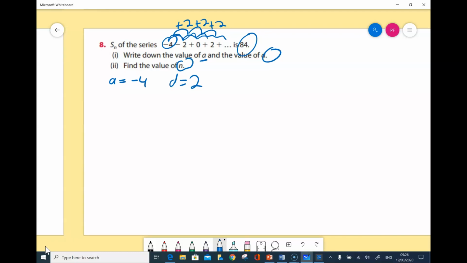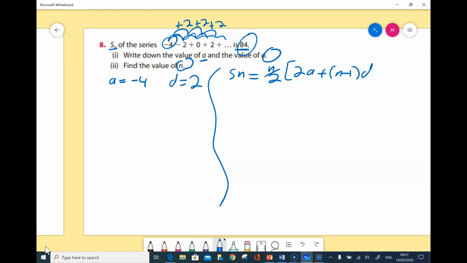Now they want to find the value of n. So Sn of the series is 84. So when I add up a certain amount of these numbers, I get 84. So how many of these numbers do I have to add up? So I use my Sn formula. Sn equals n over 2 times 2a plus n minus 1 times d. Perfect. Now, I don't know what n is, but I know Sn must be 84 when I add them all up.